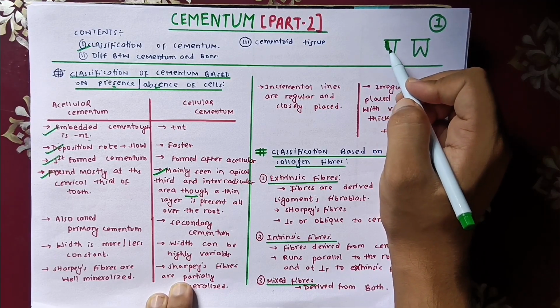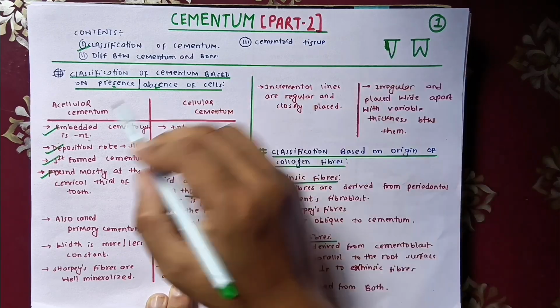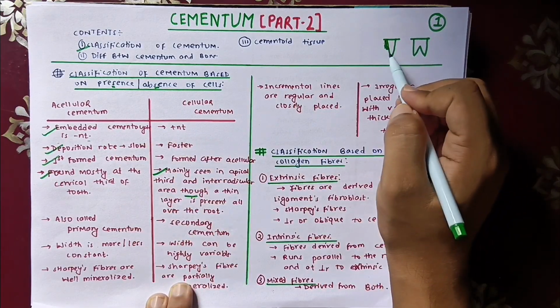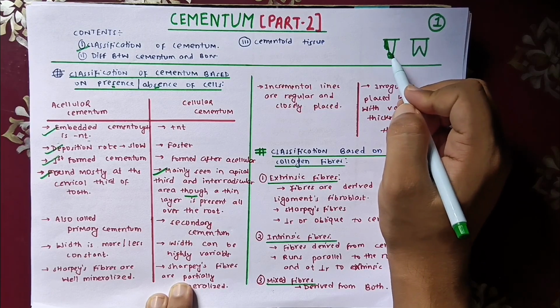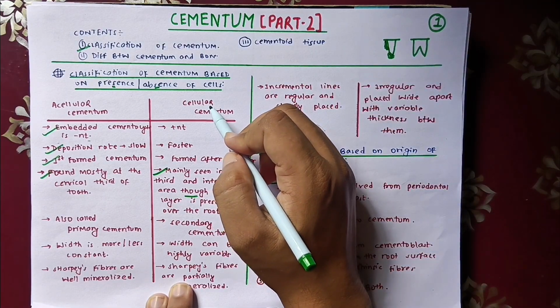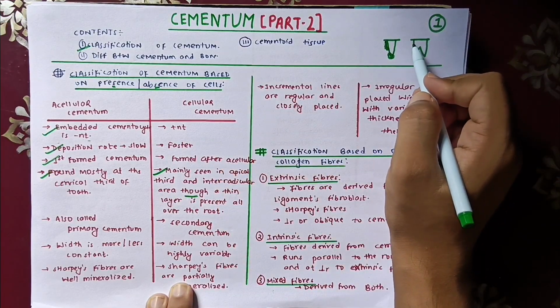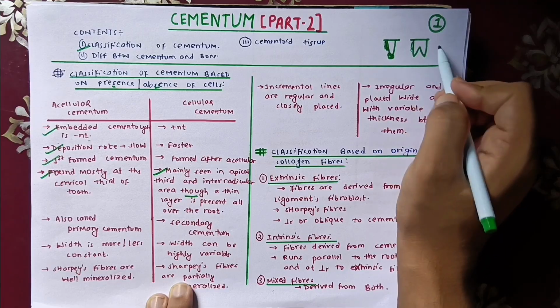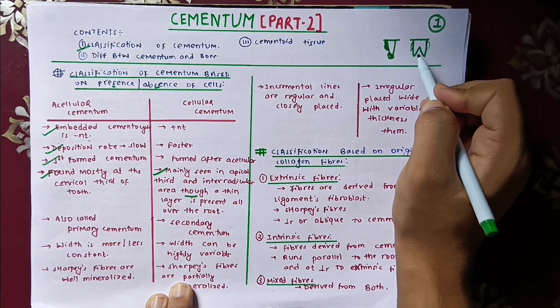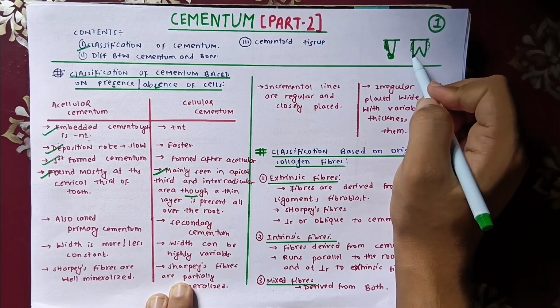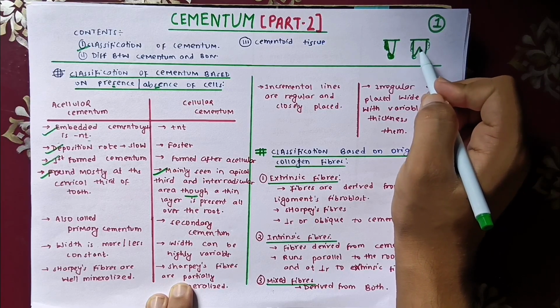Okay, so this is the cervical portion of the tooth. In this portion there is acellular cementum, and in the apex region there is cellular cementum. Similarly, in the double rooted tooth, this is the cervical area, and there is acellular cementum here.